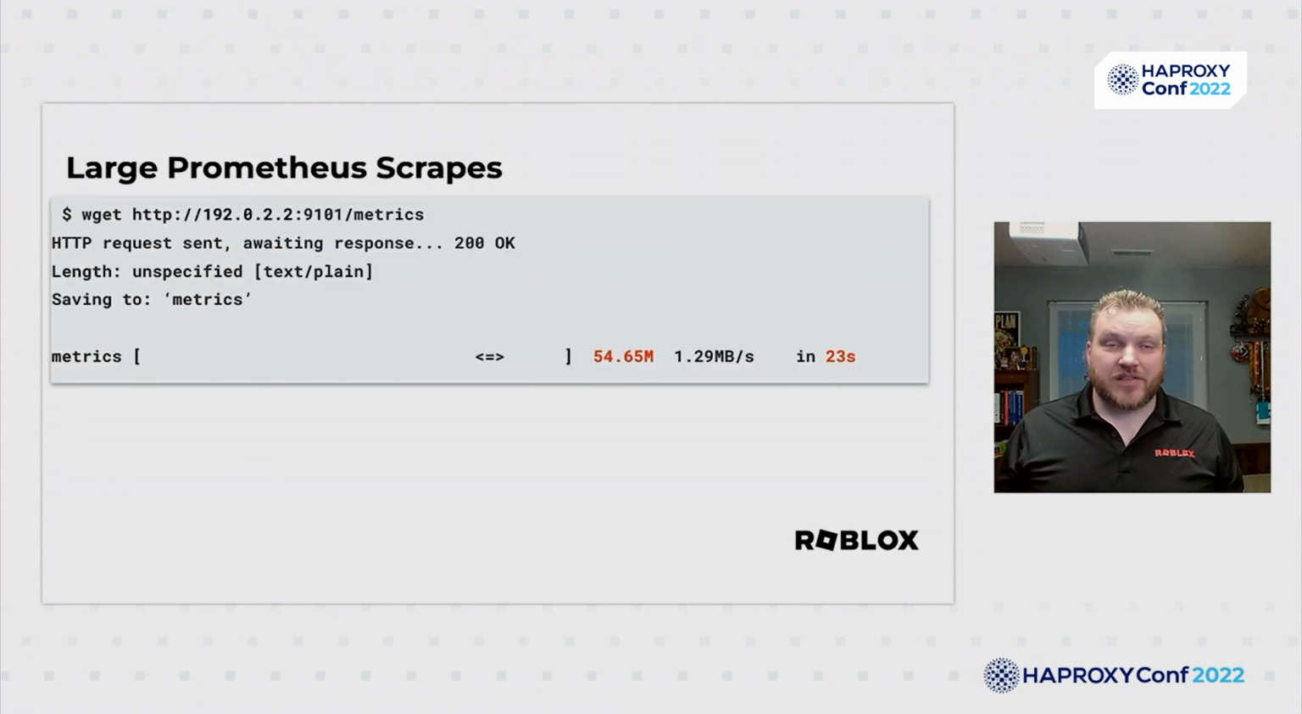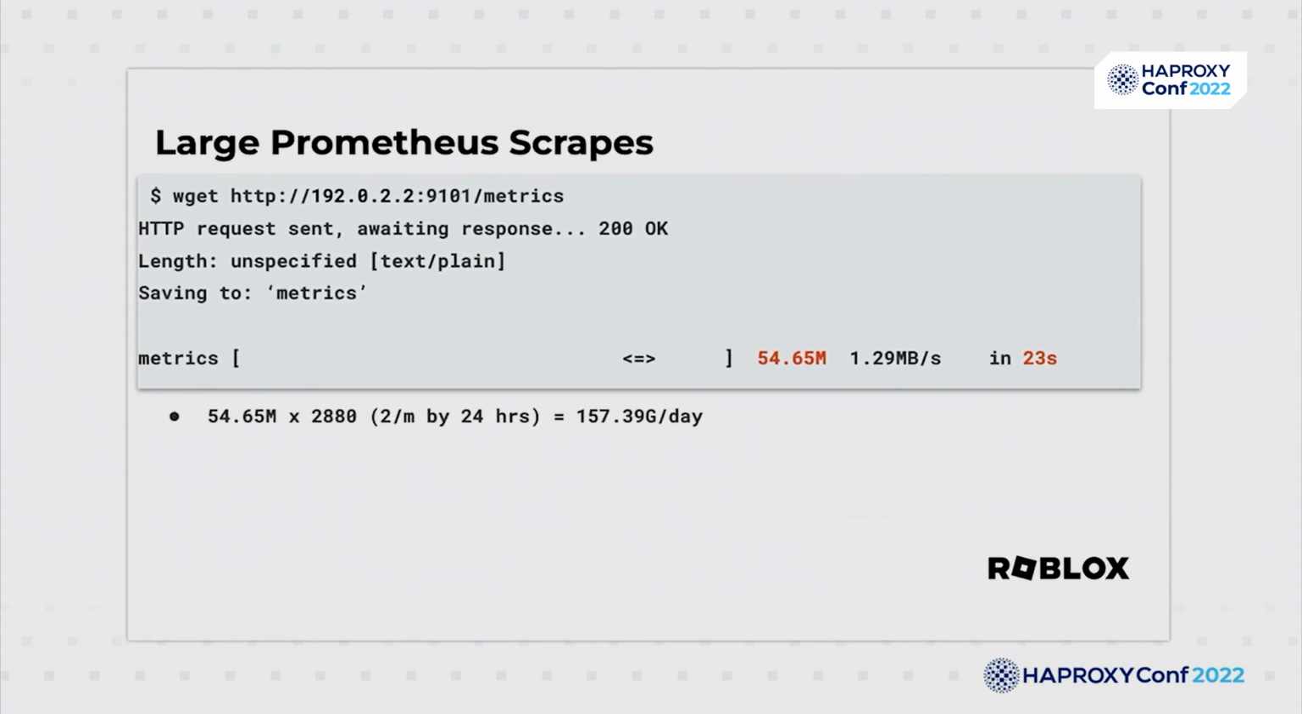Though the IP has been changed to protect the innocent, this is an actual scrape of one of the HAProxy instances that we have in one of our data centers. At any given time it is scraping almost 55 megs of data every time, every 30 seconds. If you extrapolate that across an entire day, it equates to about 158 gigs of information every single day being generated by that one HAProxy instance.